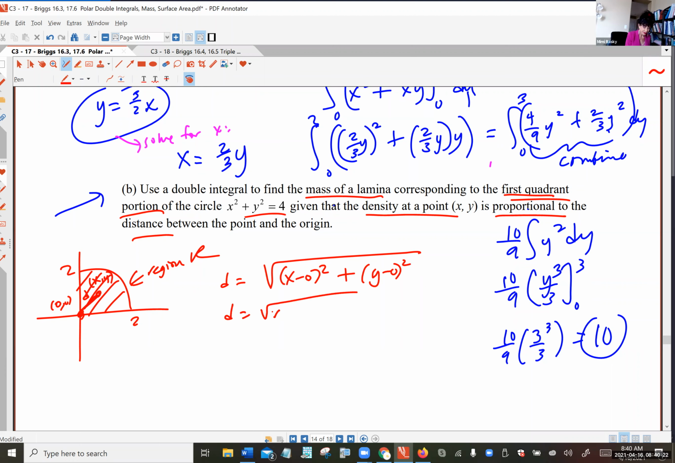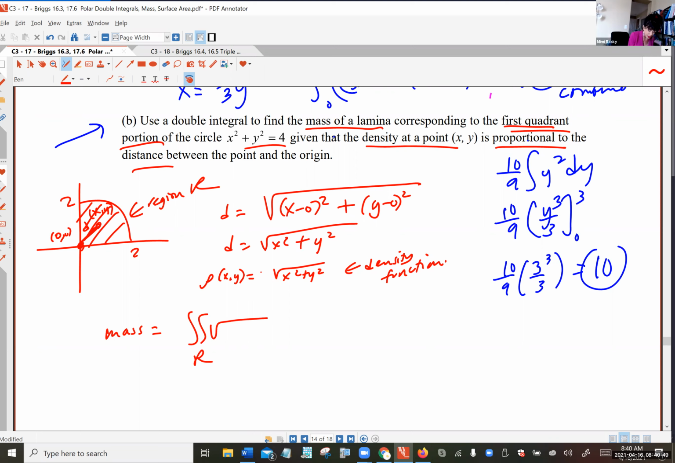The mass is equal to the double integral over the region R. Oh, I forgot to tell you something. It's proportional, so we need to put a constant of proportionality in there. K is a constant of proportionality because they just told us that the density function is proportional to the distance. So there may be some constant thrown in there that we better account for. And that constant, I'm just going to pull it out in front of the double integral. And then we've got this distance formula and then dA, the area element.